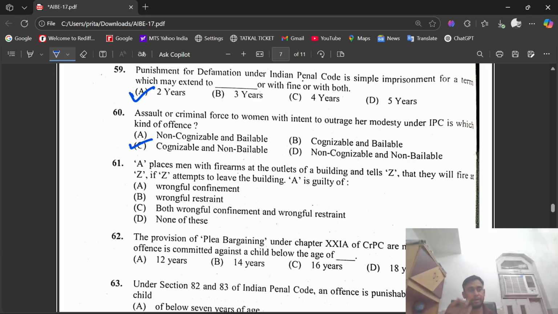And while seeing the depth of that crime, they changed it from bailable to non-bailable. So now if any person tries to assault or make any criminal force to a woman with intent to outrage her modesty, that kind of offense will be cognizable and non-bailable.